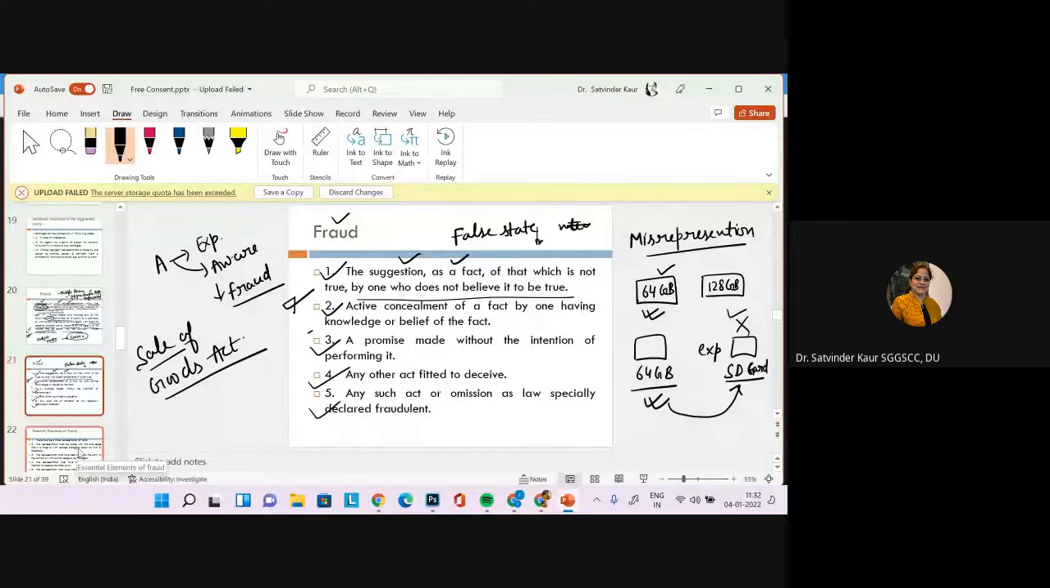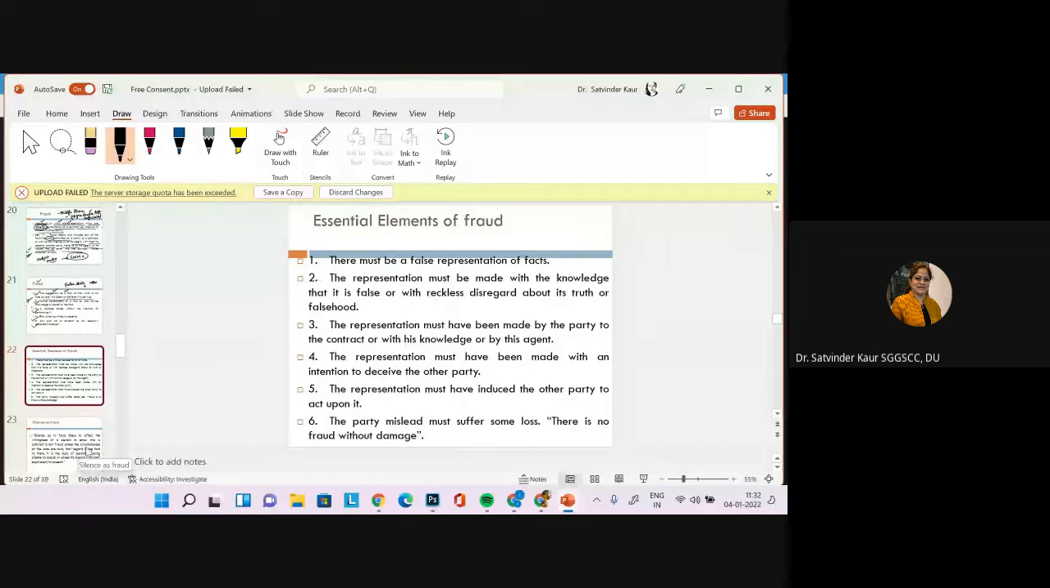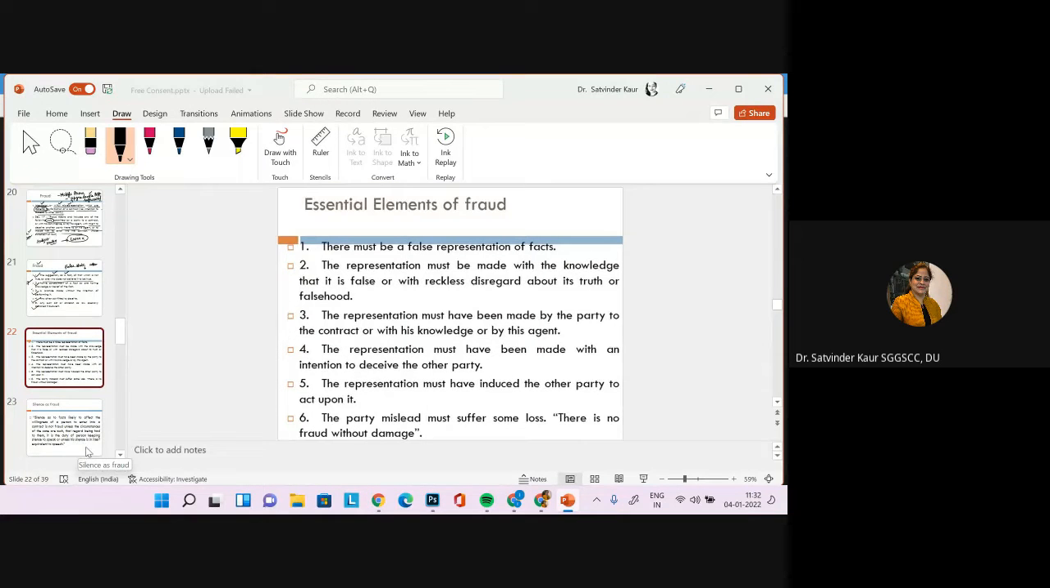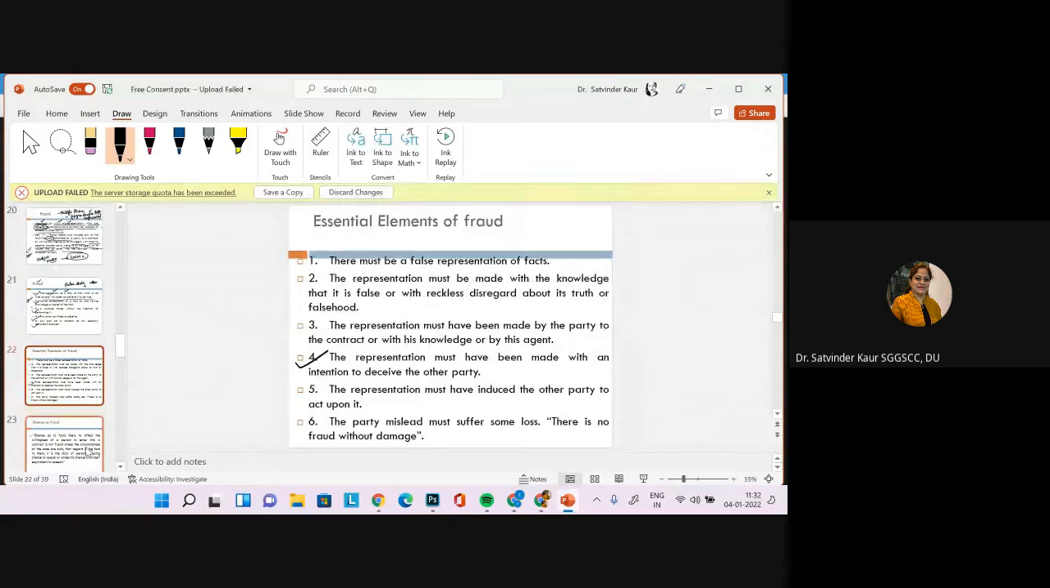So let's move further. What are the essential elements of fraud? There must be a false representation of fact. The representation must have been made with the knowledge that it is not true. Still you are making it, or you are hiding a particular important aspect or material fact of the contract. The representation must have been made with an intention to deceive the other party, and the statement or the fact which you have made or hidden must have influenced the consent of the other party to enter into the contract. And the party misled must suffer some loss. If the party is not suffering any loss or damage, it would not amount to fraud, and the party cannot set aside the contract, right?